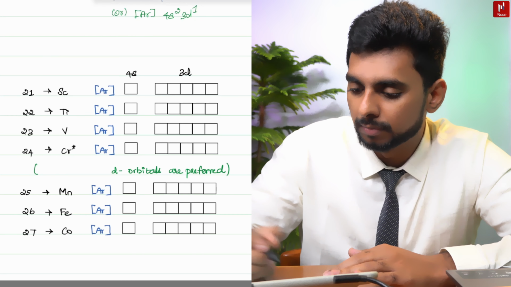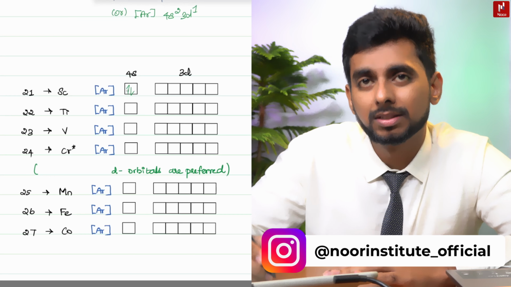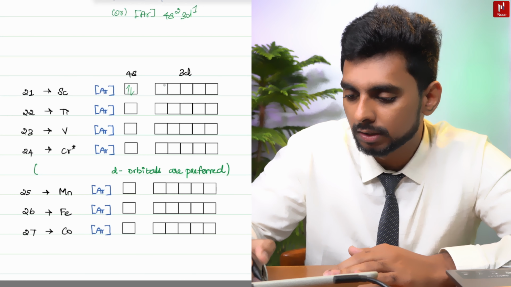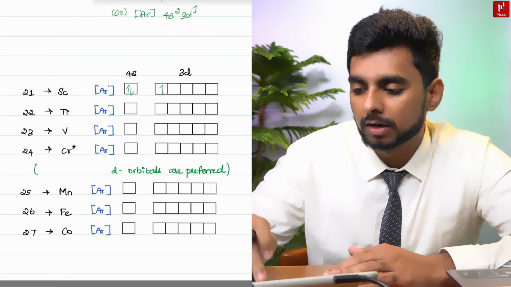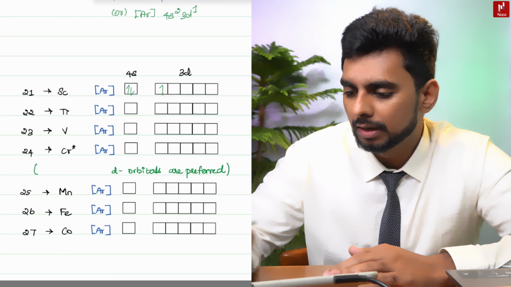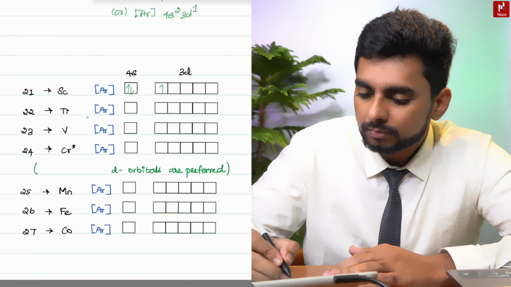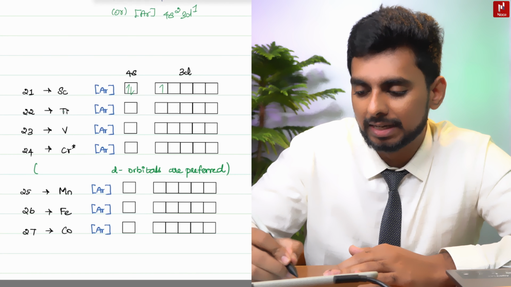So the first one is simple. 2 electrons will be in the 4s, so this is the lower level when compared to 3d. Then you would have got 1 electron into the 3d subshell. Okay, right?